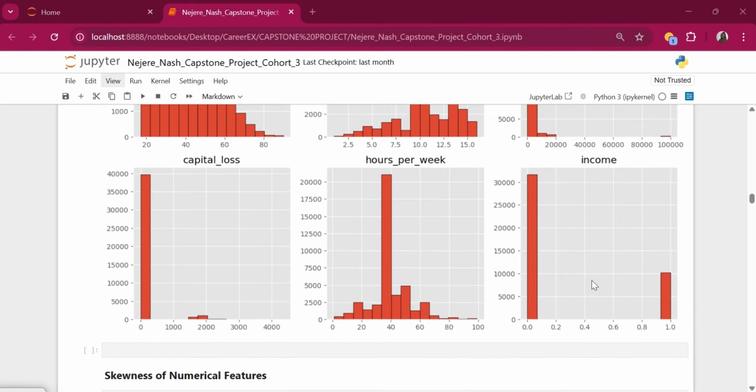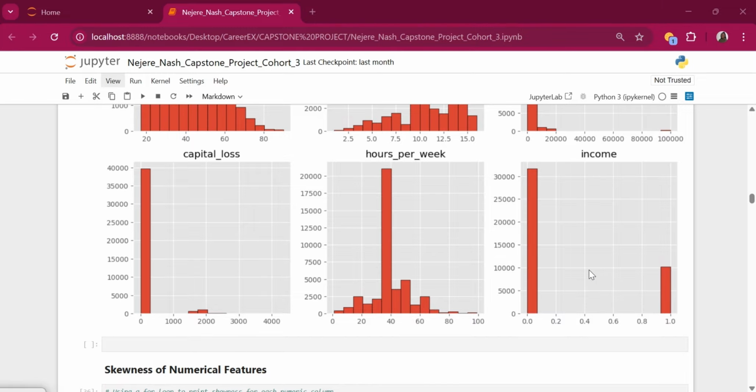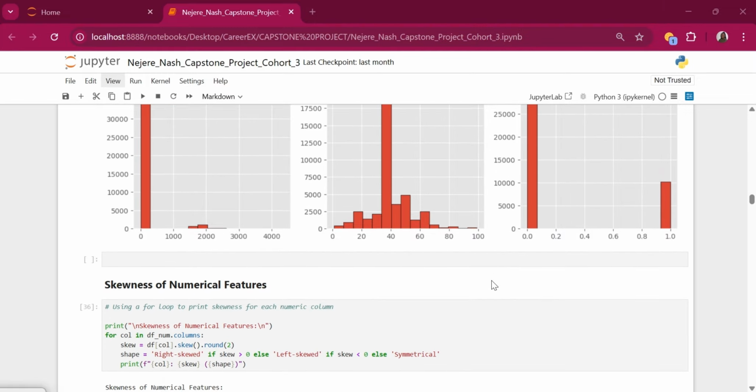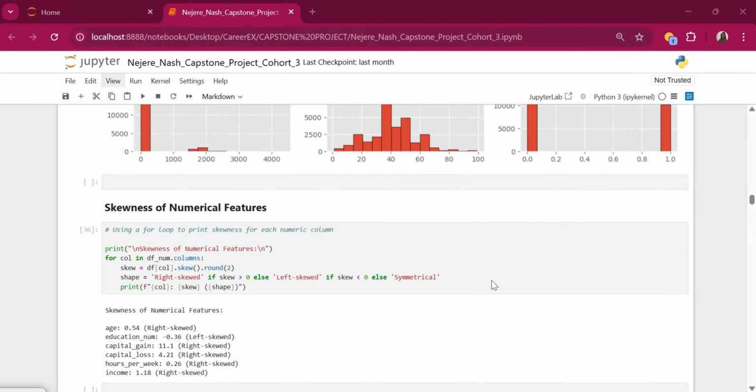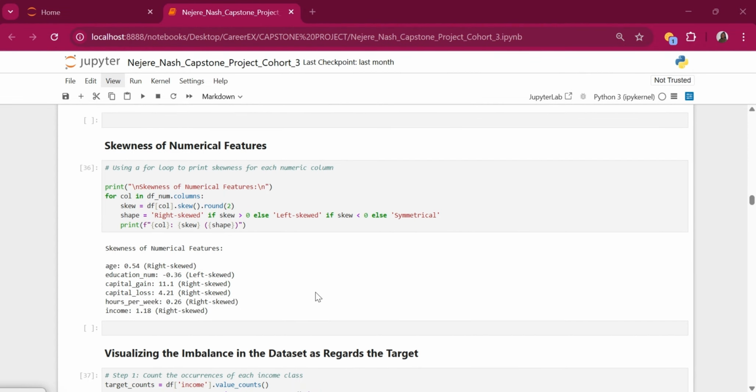We can also see our income, and we can see that the data set is highly imbalanced, right? The people that are earning greater than 50k are not even up to 50% of those earning less than 50k. I wanted to visualize that better with the percentage. But before that, I came here to print out the skewness of these numerical columns, and we can see it here.